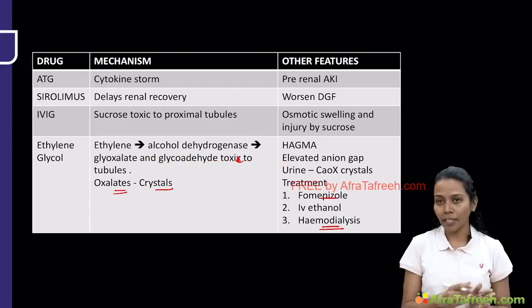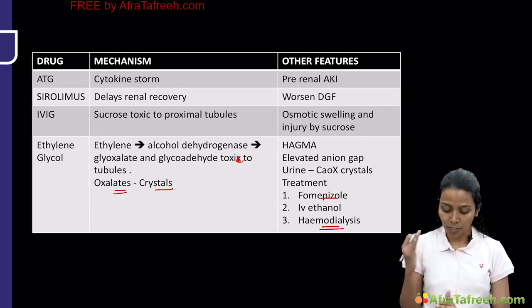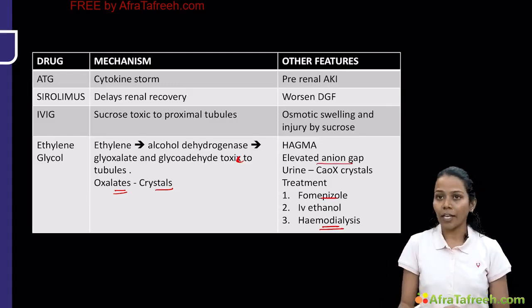Okay. So ethylene glycol can be diagnosed because it causes high anion gap metabolic acidosis because of accumulation of glycolate and glyoxylate, and also there is an elevated osmolal gap.